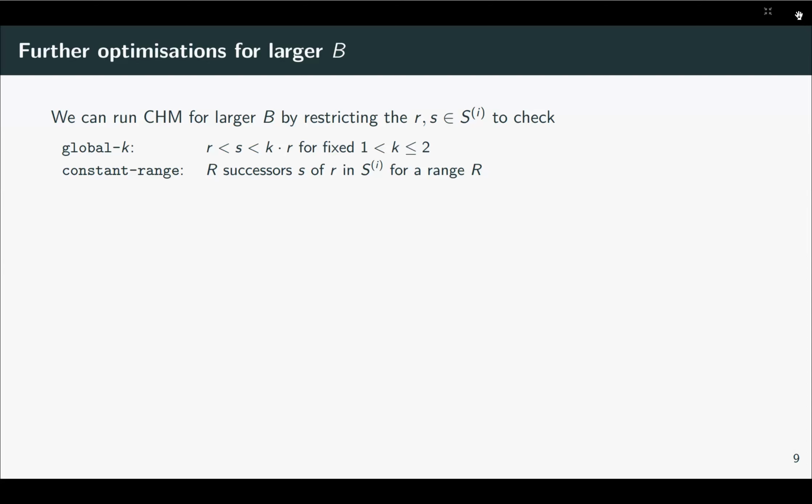So instead of checking R and S in some interval, we ordered this set S_i and only check the R and S that are some successive, and some range larger than R within this set.